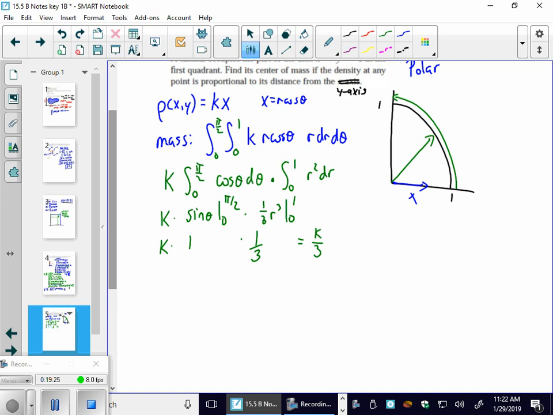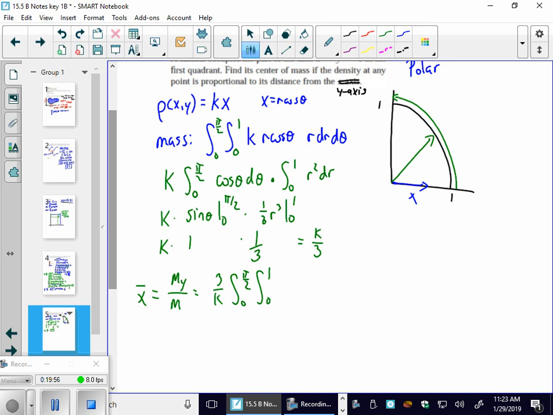All right, our x bar is going to be our my over m, which again, remember, introduces an extra x. So it's going to be dividing by the mass. Dividing by k thirds is multiplying by 3 over k. Integral goes from 0 to pi halves. Integral goes from 0 to 1.